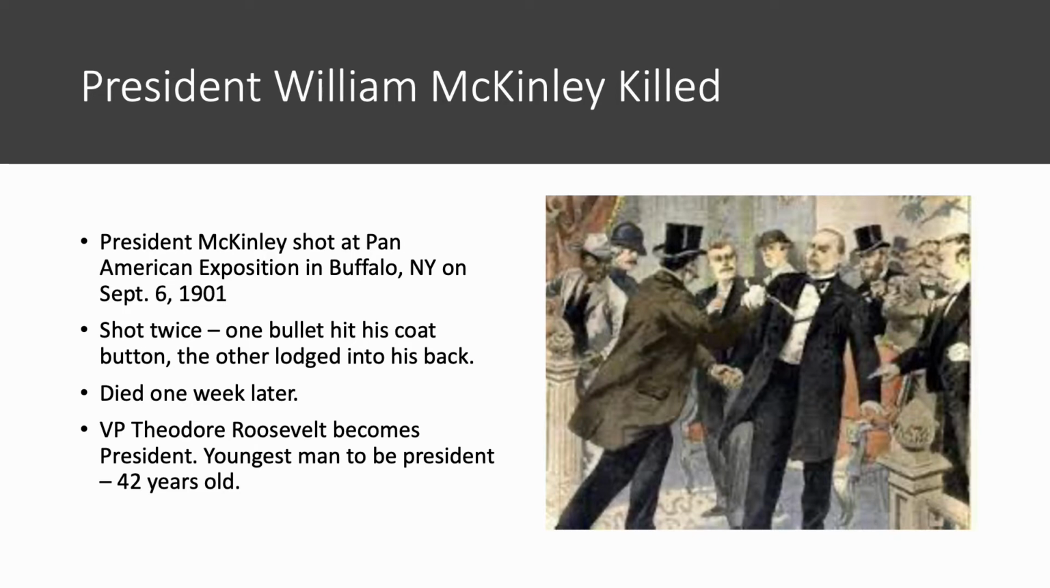To understand more about foreign relations that happen in the United States in the early 1900s, we have to understand the individuals who are in power within the presidency. So President William McKinley is going to be shot and killed in September 1901. He's going to be shot at the American Exposition in Buffalo, New York, and he's shot twice. One bullet is going to hit his coat button and the other is going to be lodged into his back, and he's going to survive for an entire week until he dies.